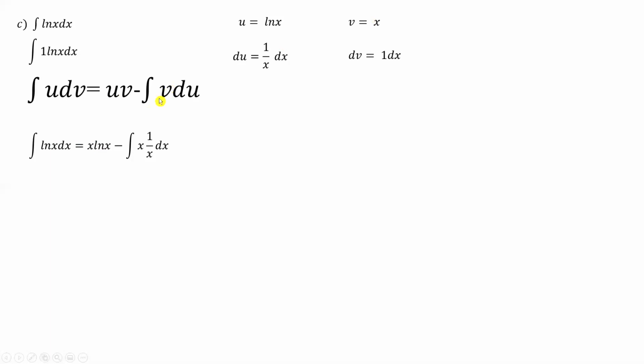V, we said, was x. du is 1 over x dx. We can simplify this. That just becomes 1. And then the integral of 1 we know is x. Now at this point, you might believe that this works. If you would like to, feel free to take the derivative and verify that this is your answer.